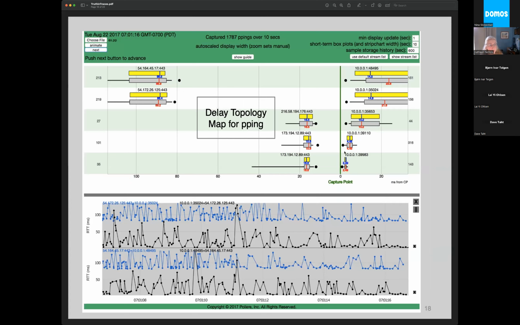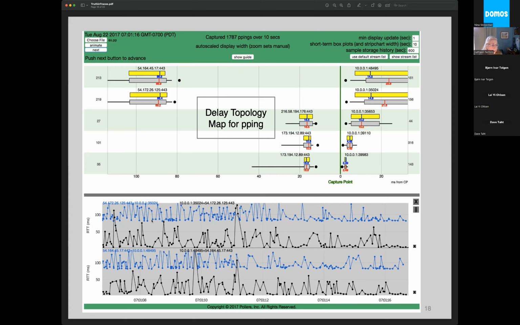This is a delay topology map for p-ping, and here the gray is the statistics over the entire time, and the yellow is shorter term, over 10 seconds.